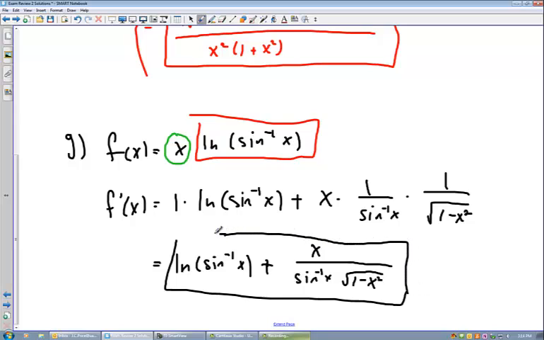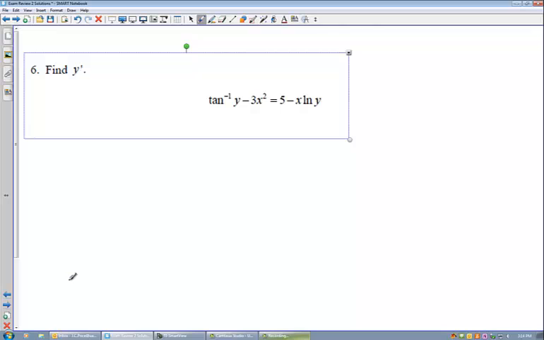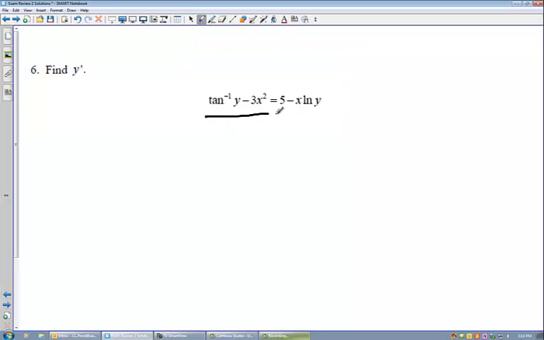I'm finishing with time to spare, so we will go on and do the very last problem here and complete this review. So number 6, find y prime. And so here's my explicit equation, and so I'll differentiate, not explicit, implicit equation. All right, so here's my implicit equation, so I'll differentiate implicitly.